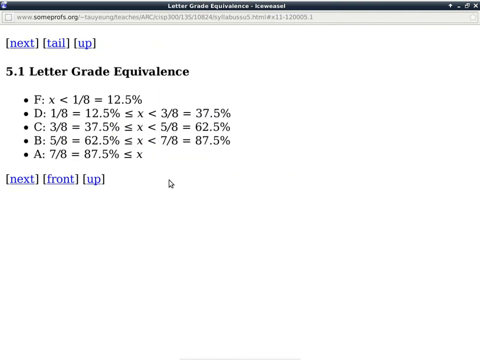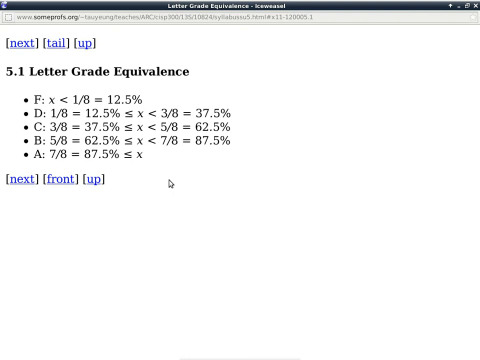Grading, letter grade equivalence is different from most of your other classes. Anyone who gets less than 1/8 of all the total points gets an F. Between 1/8 and 3/8 is a D. Between 3/8 and 5/8 is a C. Between 5/8 and 7/8 is a B. And anyone with at least 7/8 of all the points will get an A in this class.